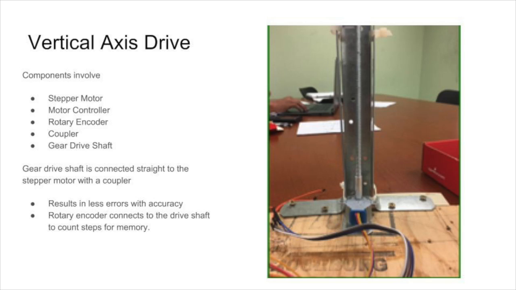It will also have a rotary encoder connected to the gear drive shaft in order to have memory in our system. It is important to have memory in our system so that we would have fewer errors and more accuracy, so that we can track how many steps it took, as well as how far it is away from the top, as well as from the bottom.